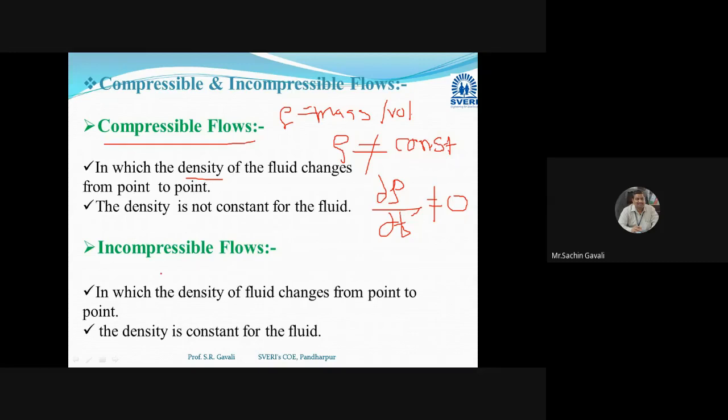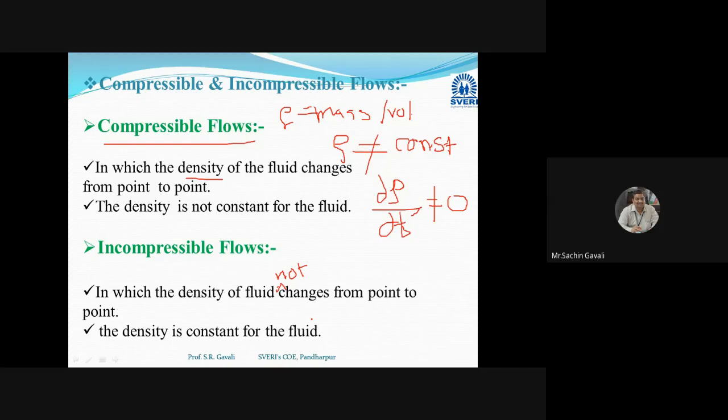And incompressible flow is definitely one in which the density of the fluid flow remains constant. Incompressible means the density of fluid flow does not change from point to point. That is called incompressible flow.